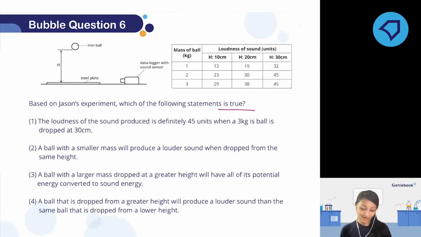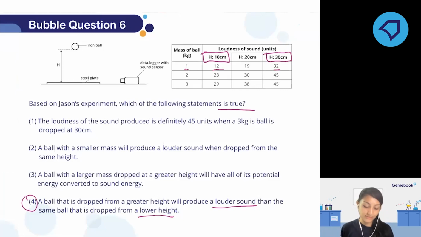Majority got this correct. The answer is 4: a ball that is dropped from a greater height will produce a louder sound than the same ball that is dropped from a lower height. I think we can see this from the data itself. If you compare 30 cm height versus 10 cm height, the average units of sound is definitely higher. If you look at just the 1 kg ball, at 30 cm it is 32, at 10 cm it is only 12 units of sound. So 4 is definitely true.